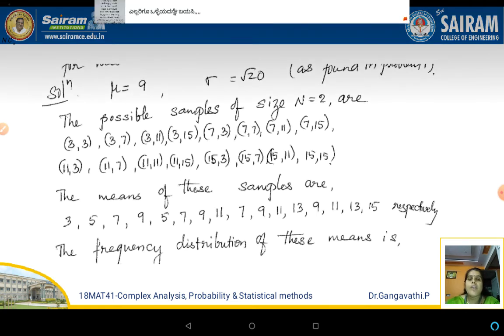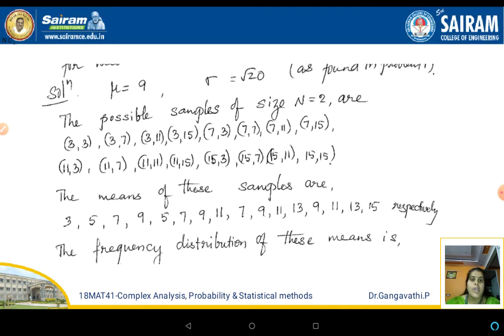So the possible samples of size n equal to 2. You can take sample size as small n or capital N, where small n and capital N are the same. Sample size is small n, which is equal to 2. Now while choosing the samples from the population, you have to consider with replacement. So draw the first element, and before you draw the second element, whatever element was drawn first should be replaced back in the population. Only then you go for the second draw. That is the meaning of with replacement.